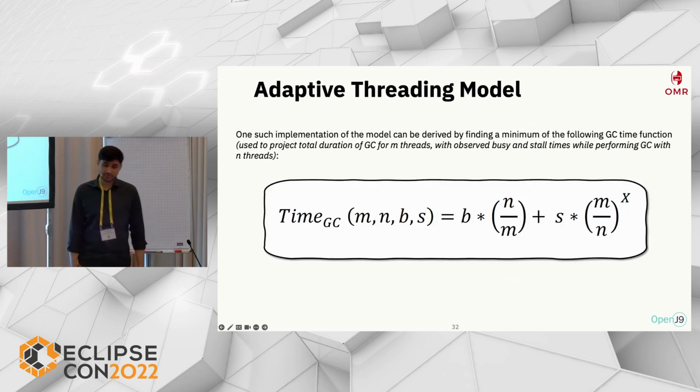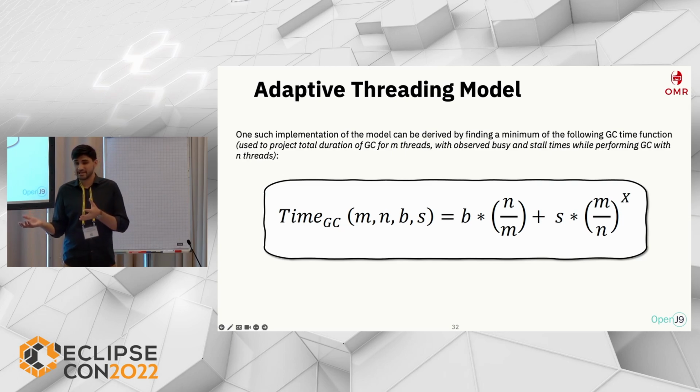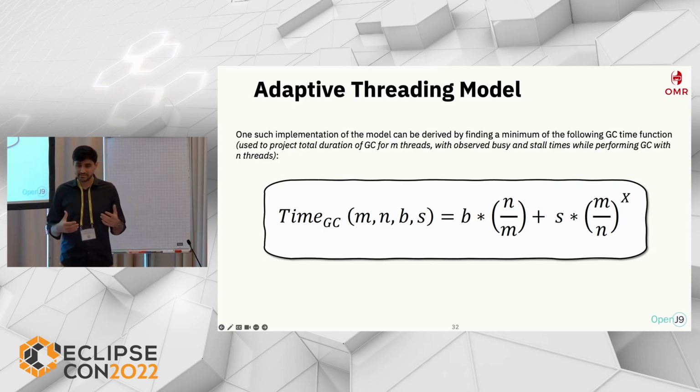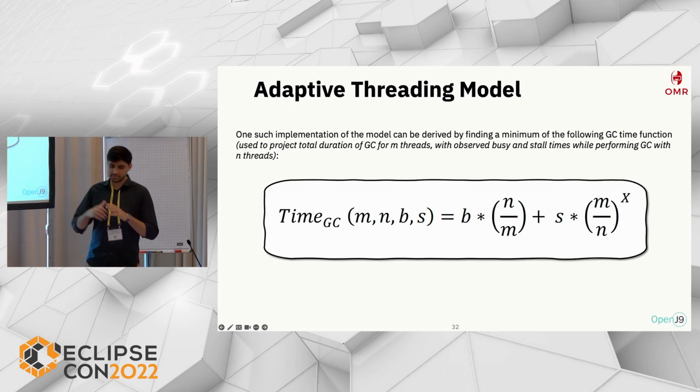So for that, we first need to come up with the GC time function. We need something that lets us project GC time for any arbitrary thread count, because we want to see which thread count is going to result in the minimum. And we need to do it in a way where we can take a look at previously used threads and the resulting busy and stall time. So we have to model that relationship.